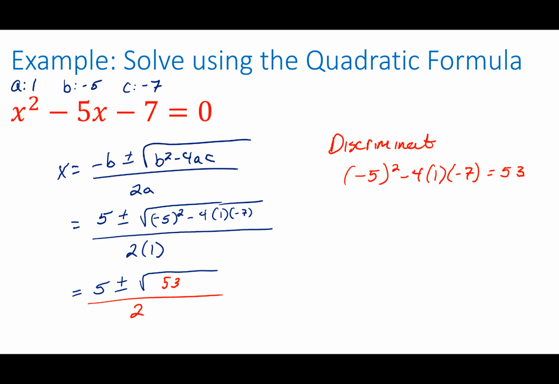Well, square root of 53 is not a perfect square, and it does not have a perfect square factor. So this simply would be the final answer. X is 5 plus or minus root 53 over 2. So that's two solutions, 5 plus root 53 over 2 and 5 minus root 53 over 2.